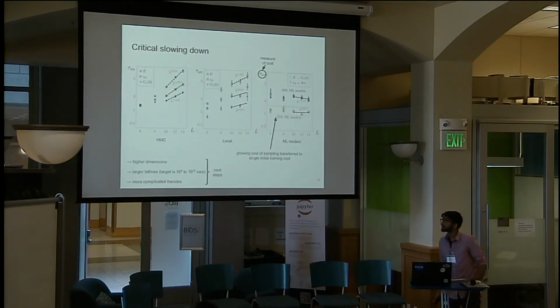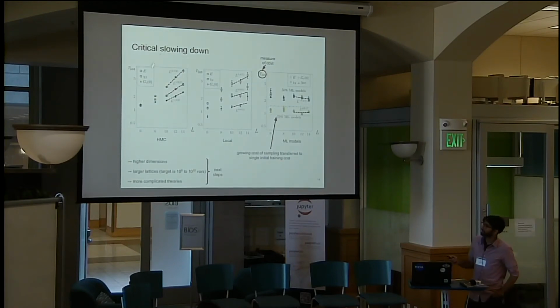So the final sort of question was, does this address the problem of critical slowing down? And you can see this problem highlighted on the left 2 plots here in the 2 standard algorithms that we compared against. As I scale my lattice to larger and larger sizes while trying to keep my physics fixed, this tau int, which is an autocorrelation time, or which is really a measure of cost, does increase exponentially.